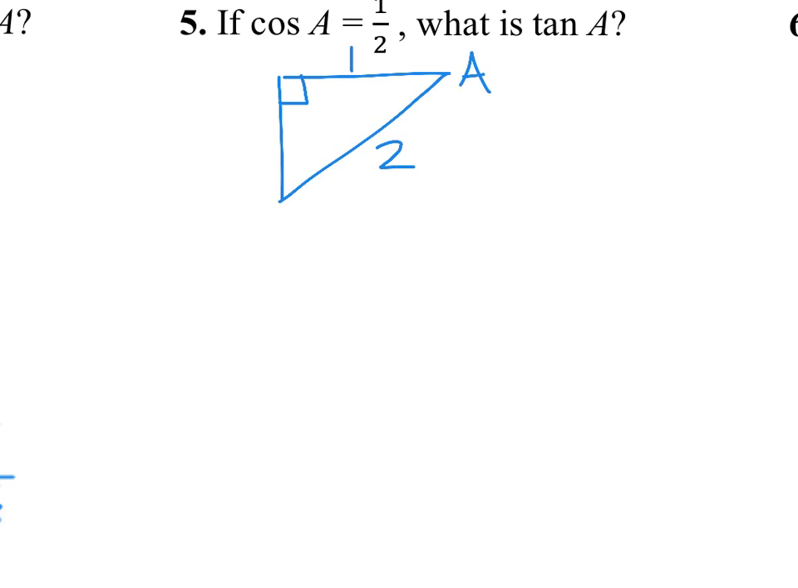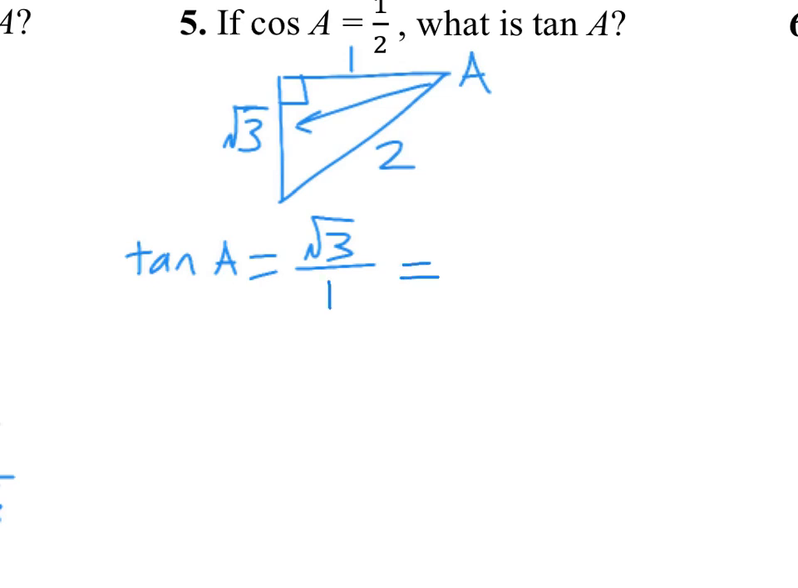Doing the Pythagorean theorem in my head, this has to be radical 3. 1 squared plus rad 3 squared does equal 2 squared. All right, so then they want to know tangent of A. So from A, we go opposite divided by the adjacent side, which is 1. So that's just rad 3.